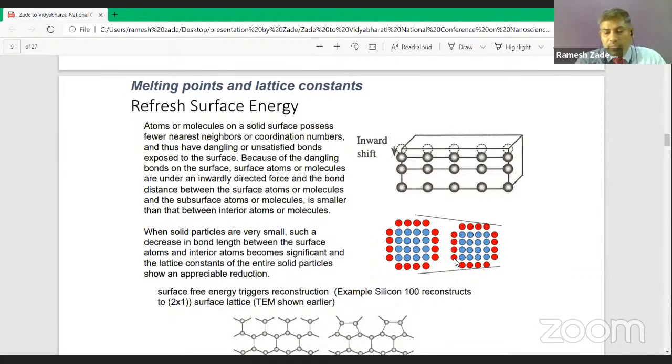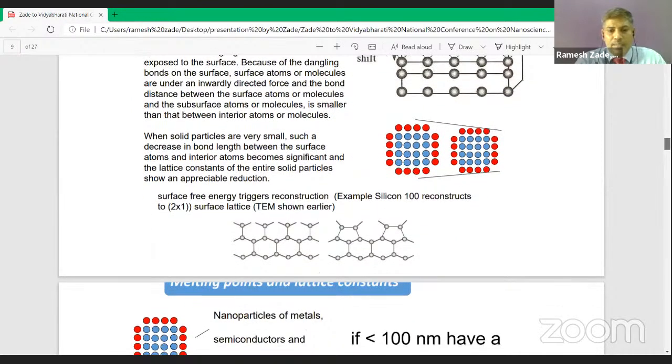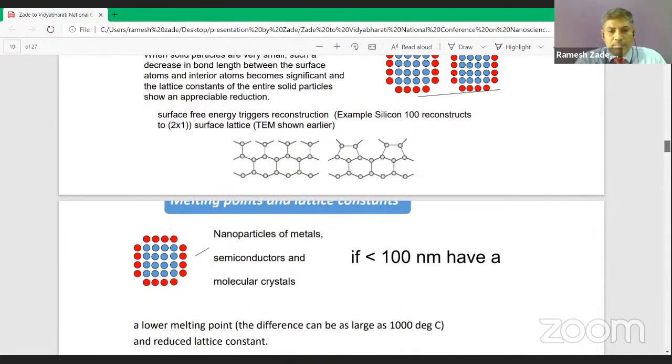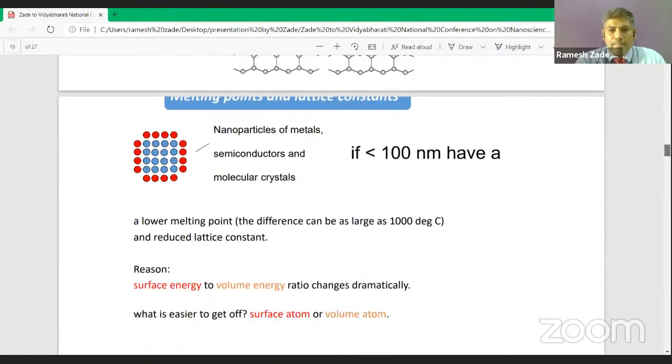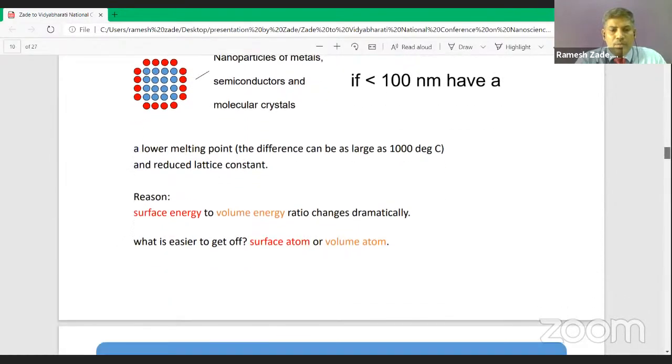The same thing is outlined in this one. You can see the scale is down. Downscale means the surface molecules are very near to the bulk material. The same thing is expressed in a different aspect. So in short, you can say that because of increased surface energy, there is a substantial decrease in the melting point.